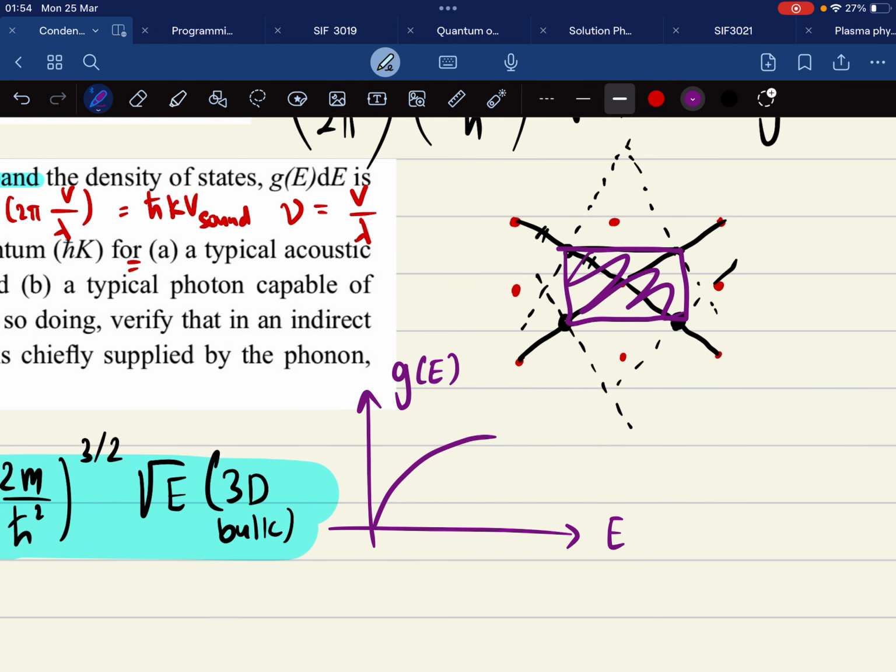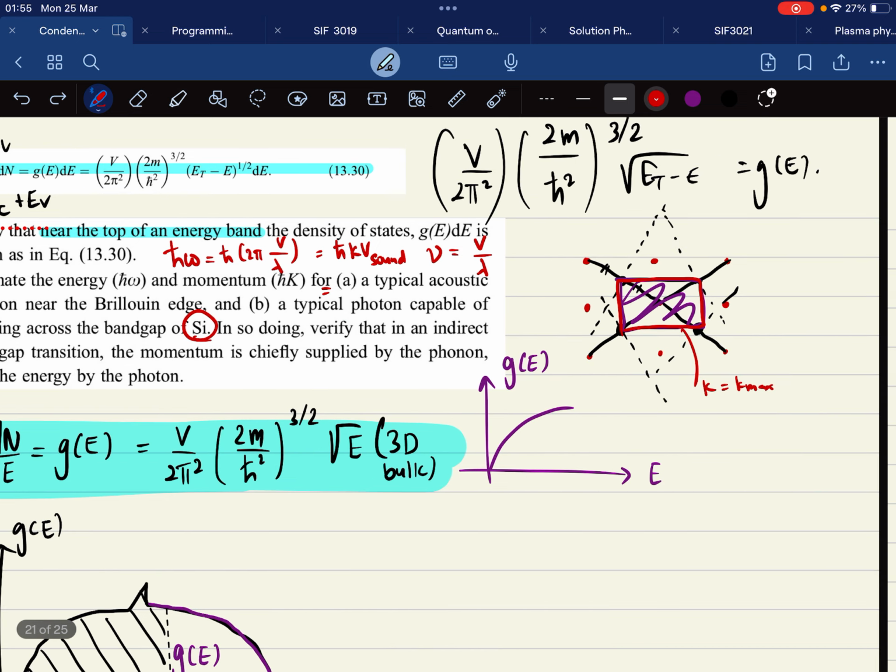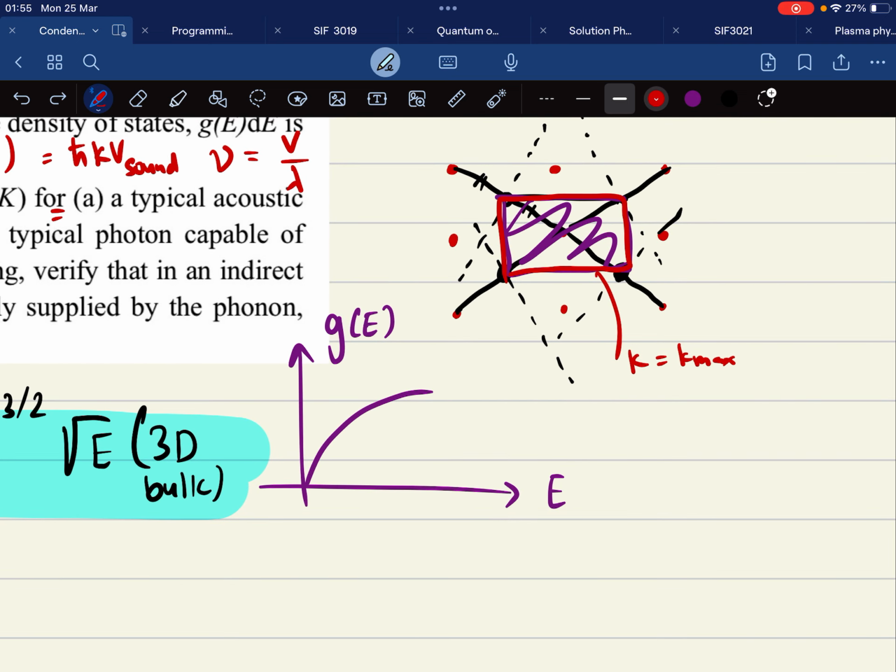Near the edge of the Brillouin zone, we have k equals maximum. If it is not near the edge, for example somewhere here, then the wave vector is not maximum. But the condition is near the edge of the Brillouin zone, so the wave vector is maximum.